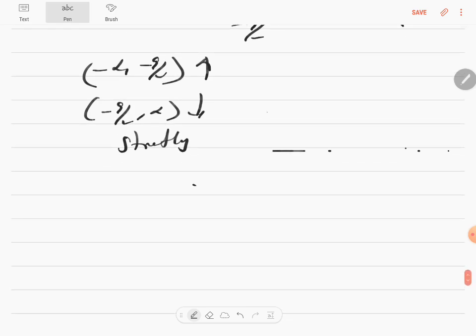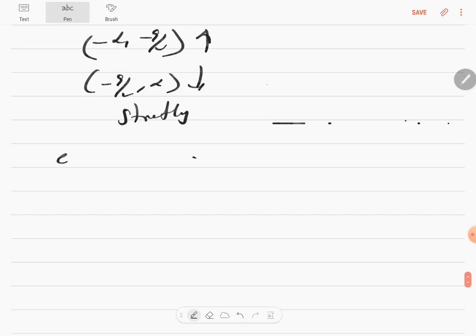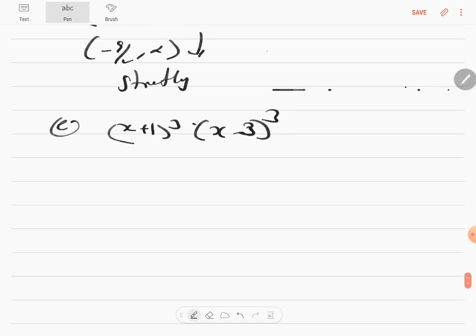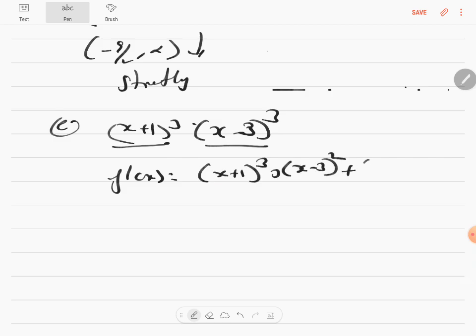Can I go to the next question? As E, x plus 1 the whole cube into x minus 3 the whole cube. This is my f of x. I'm going to do f dash of x, which is differentiate as u and v. Write the first one as it is, differentiate the second one, plus write the second one as it is, differentiate the first one.